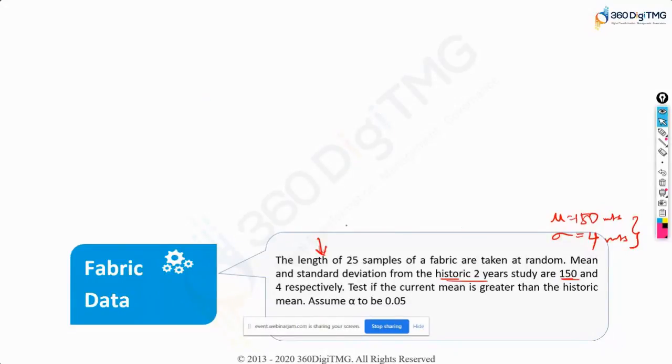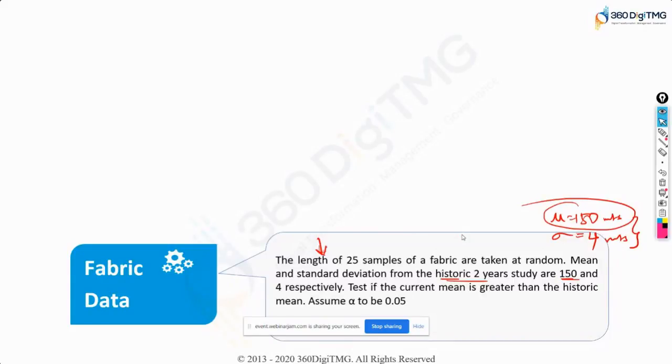So what we basically have to do is look into the fabric length that the machine is cutting and measure the length of that. I mean, record the length of the fabric and then see whether it is close to this, right, historic value. That's a standard.